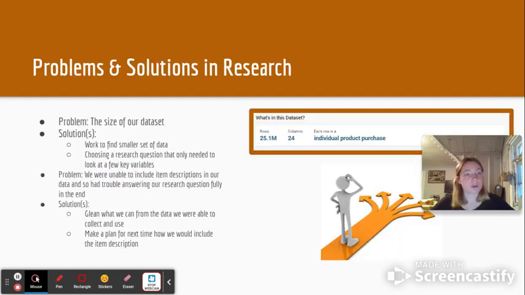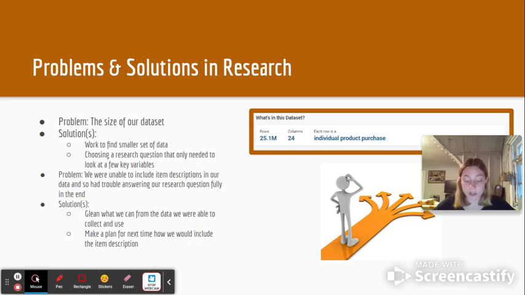Next, we wanted to go into some of the problems we encountered with our project and the solutions we came up with to those problems. The first problem was just the size of our data set, which was very daunting to us mentally, as well as an issue in actually downloading and working with the data set. Our solution to that was working with the professor to get a smaller version of the same data set so that we could actually download and work with it.